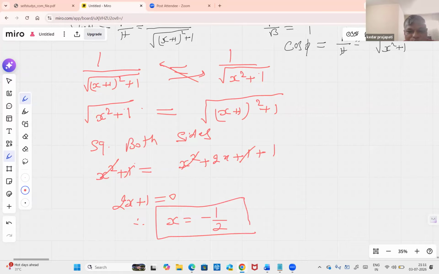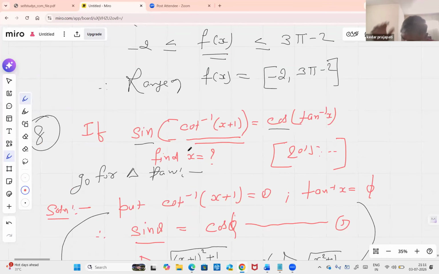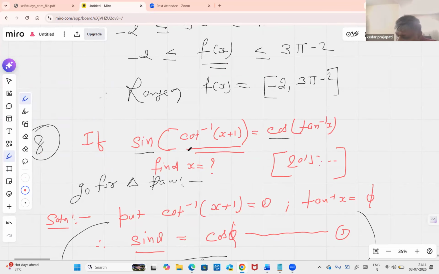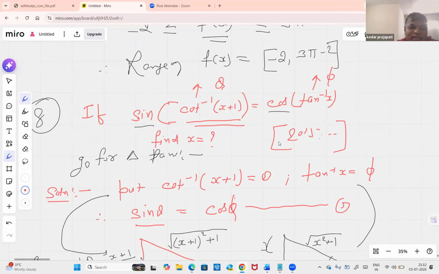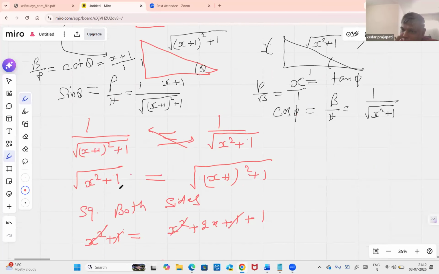You got how smoothly we solved it? See here, the question is telling something, right? There is no identity or formula which can give us the answer directly. So what we have to do is take it as a triangle. Cot inverse x plus 1 I have taken as theta, and tan inverse x I have taken as phi. Then I found sine theta and cos phi, and then we just solved and got a linear equation.